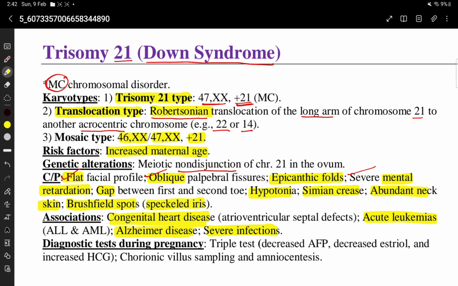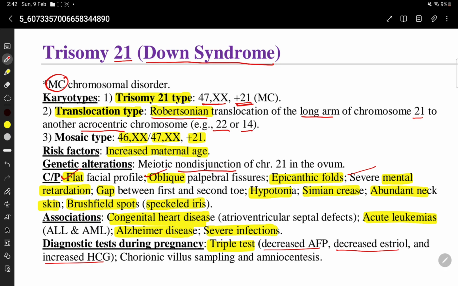Diagnostic test during pregnancy: triple test. In the triple test there is decreased AFP, decreased estriol and increased HCG. AFP and estriol will be decreased and HCG is elevated.